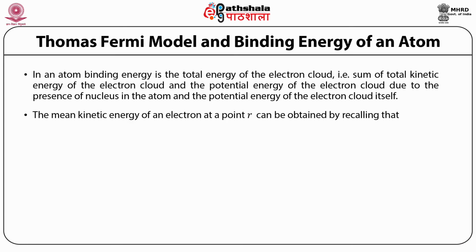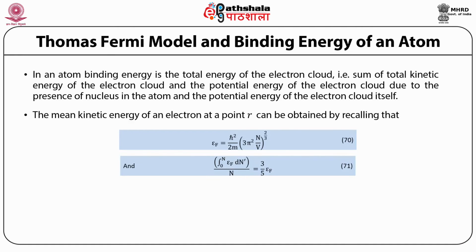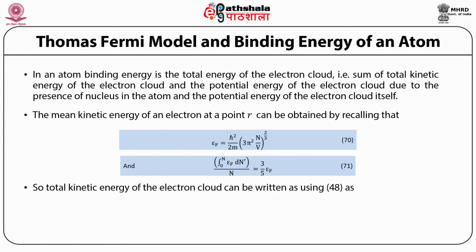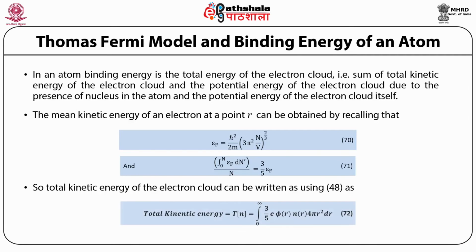The mean kinetic energy of an electron at a point r can be obtained by recalling that epsilon_F is equal to ħ²/2m times (3π² n/V)^(2/3), and the integral from 0 to n of epsilon_F dn'/n is equal to 3/5 epsilon_F. So the total kinetic energy of the electron cloud, using 48, which is a functional of density n, is equal to the integral from 0 to infinity of 3/5 e phi(r) n(r) 4πr² dr.